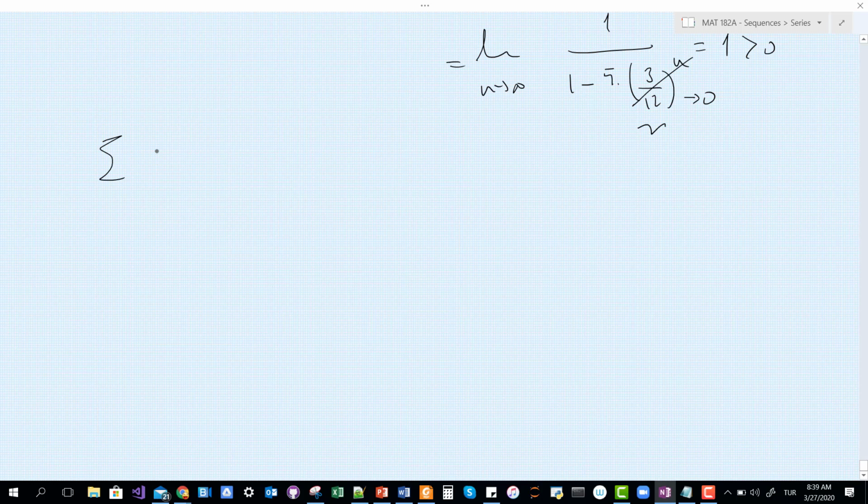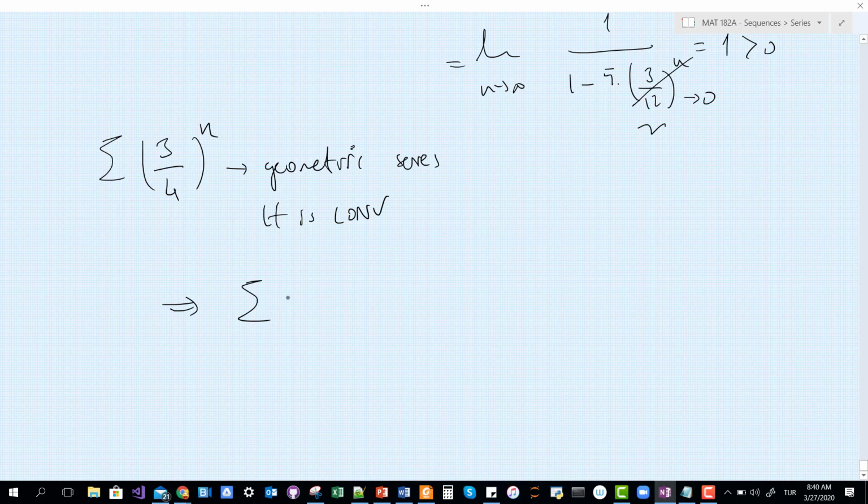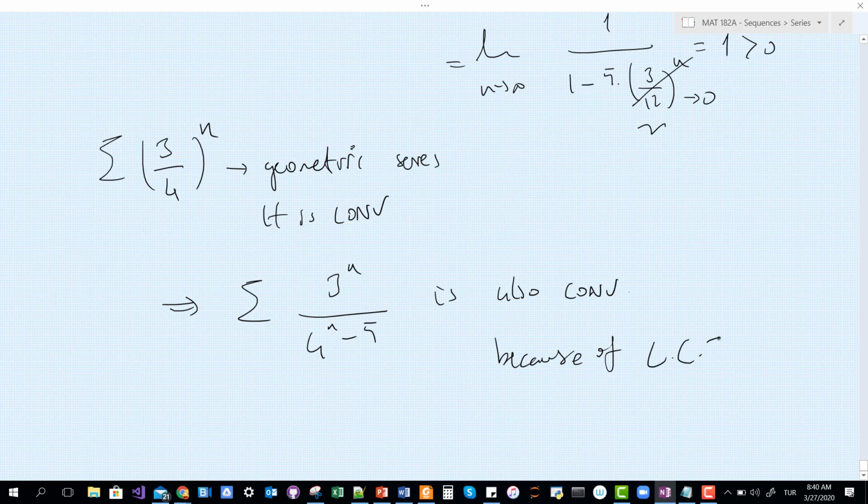What was my Bn? Bn was equal to 3 over 4 to the n, which was a geometric series, right? Geometric series. And then I know it is convergent. That is why, right, your original series, which is this one, is also convergent because of the limit comparison test.